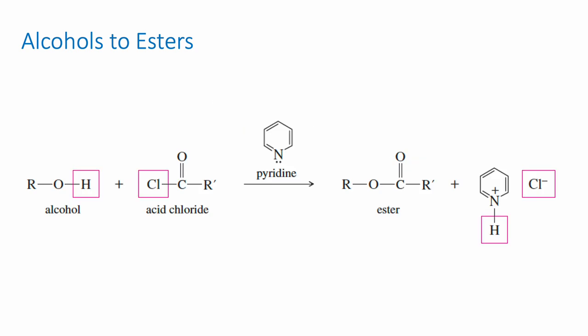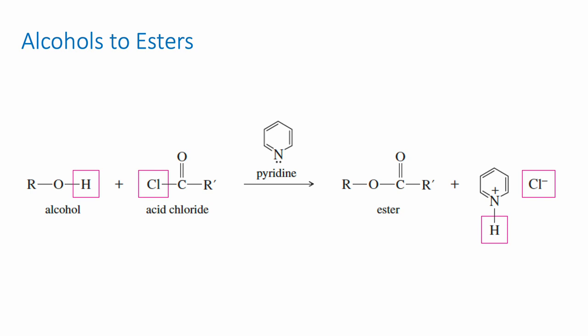So before we take a look at the mechanism, we're going to see that we can do this with esters. We can make esters with carboxylic acids, and we can make esters with acid chlorides. Remember in the last chapter, we were talking about the difference between carbonyl functional groups that have bad leaving groups, like ketones and aldehydes, and carbonyls that have good leaving groups, like esters or carboxylic acids or acid chlorides.